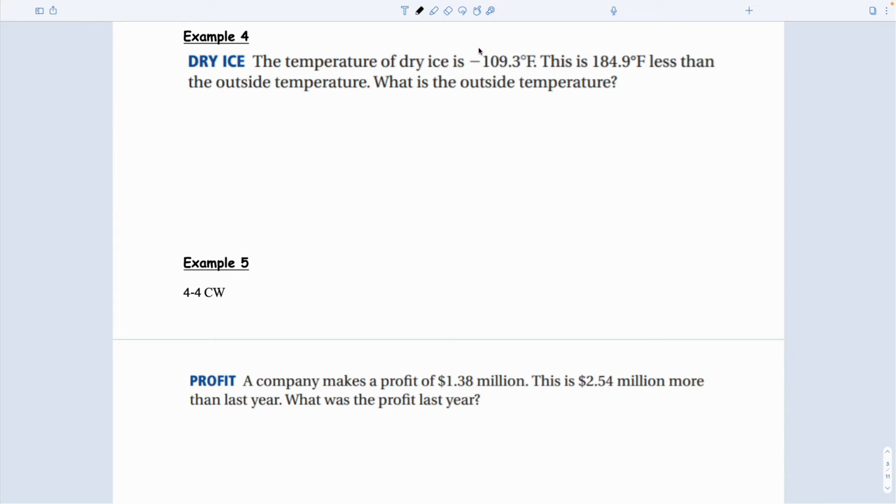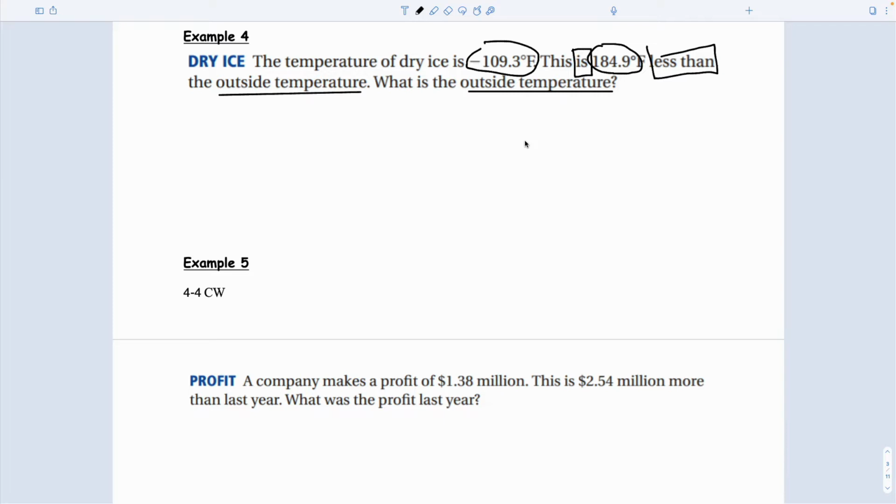This is negative 109.3 degrees Fahrenheit. This is 184.9 degrees less than the outside temperature. What is the outside temperature? If you have not annotated and thought about those words, go ahead and write what I just annotated.